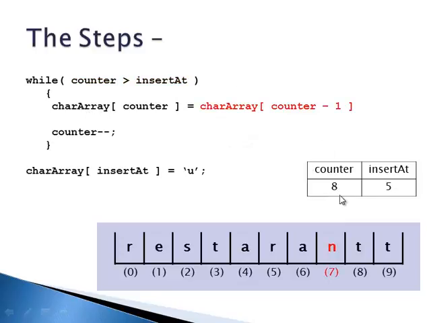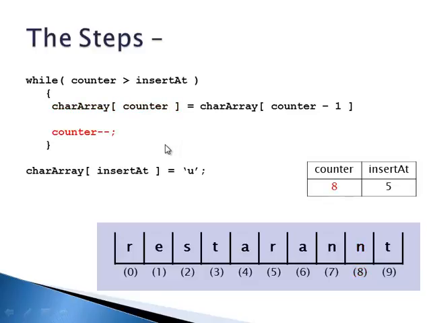Now the counter is at 8. Counter minus 1 is at 7. We've got a letter N right there. We're going to take that and assign it to the array element at counter, which is index 8. So we're going to take this N from counter minus 1, assign it up to here, and overwrite this T with an N. So that is our assignment operation.